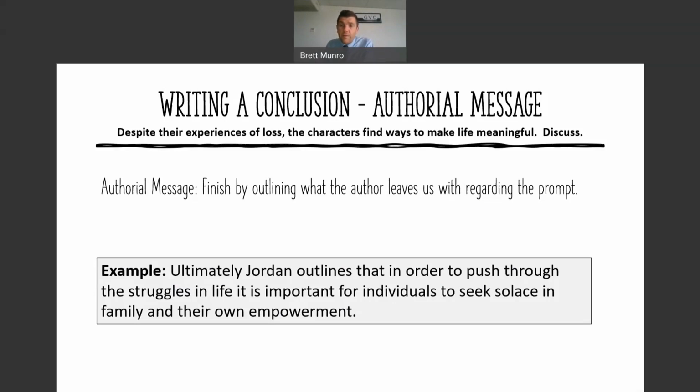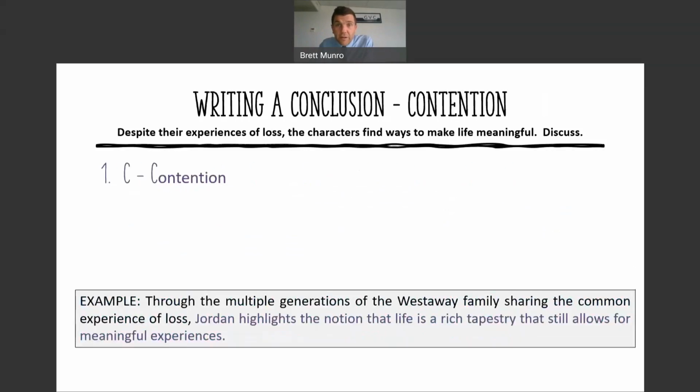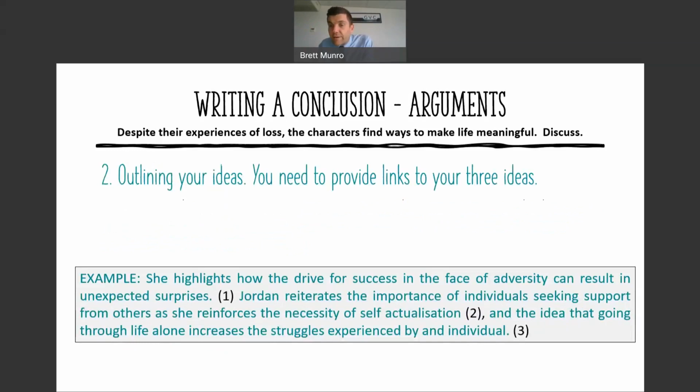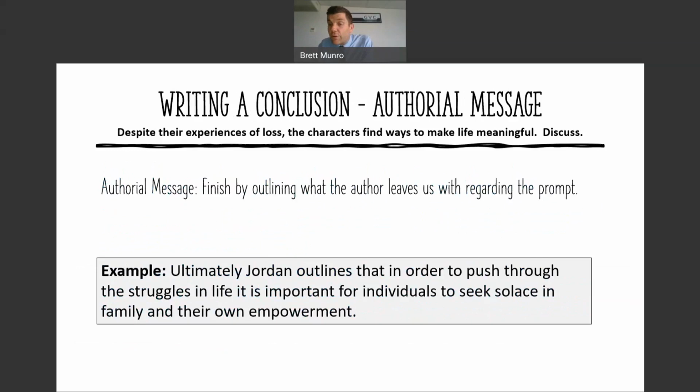So, as I've said before, the three important parts of your conclusion are your contention, which outlines or restates your key idea, your argument, which is just repeating the three arguments and providing a little bit of a synthesis of essentially what you're saying in them, and then the third part is your authorial message. What are we being left with regarding the prompt? What is the author, in this case Jordan, just trying to comment on, trying to say philosophically about this prompt?